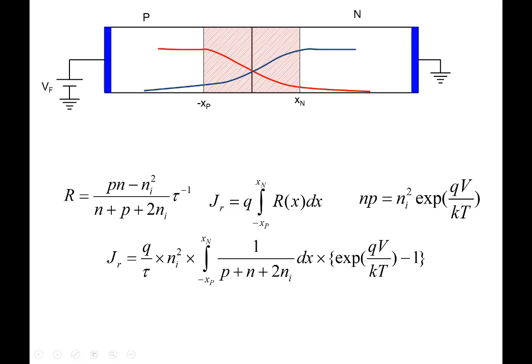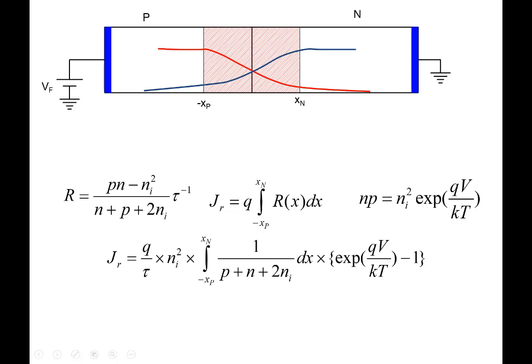So where do you think you will get most of the contribution to this integral? If you look at this region, somewhere here, what happens in this region? P is very large, and if P is very large, this term is very small. If you look at this region, N is very large, so again this term is small. This is at the center where you find P and N are the minimum. And so if I were to plot this function P plus N plus 2Ni, most of the contribution will come from this center.